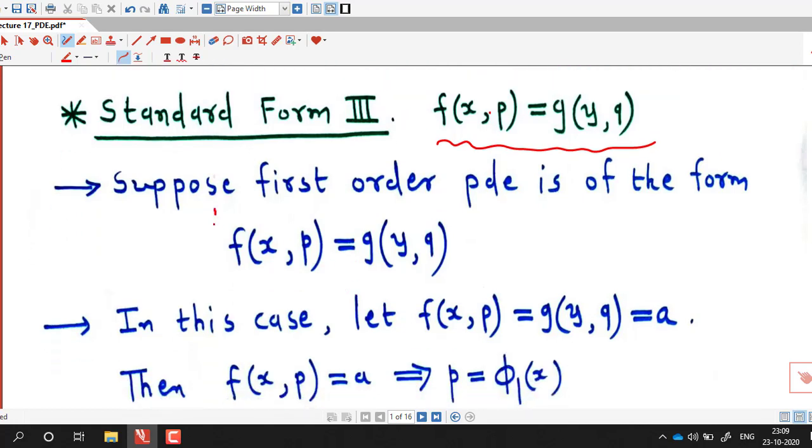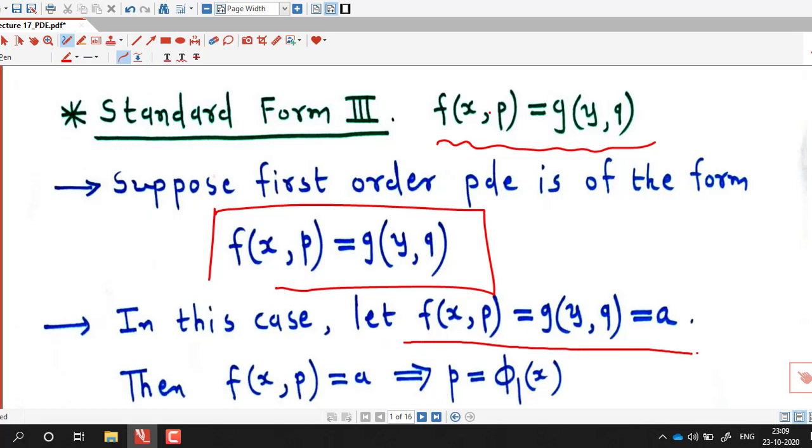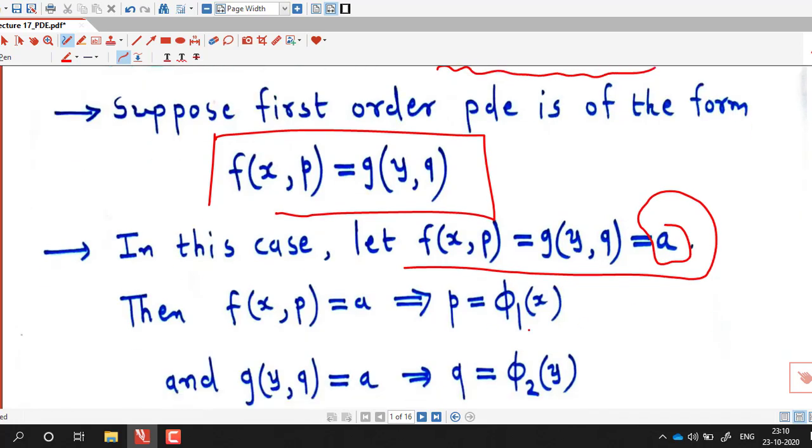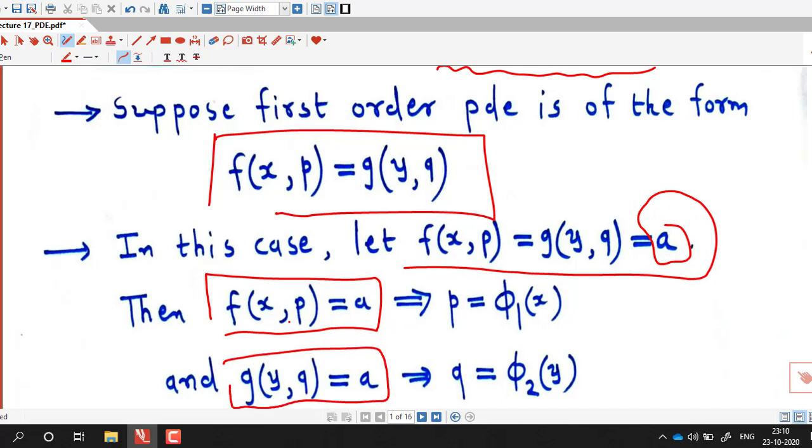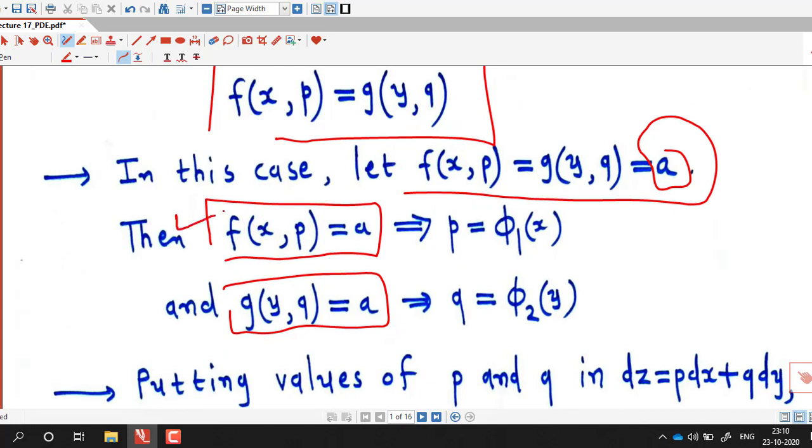So suppose our partial differential equation is in this form. Since these two are equal, we can assume that both are equal to some quantity denoted by small a. So if both are equal to small a, then we can write function of x, p equal to a as well as function of y, q equal to a. Now after solving this, we will be able to write p as a function of x, and after solving this we will be able to write q as a function of y.